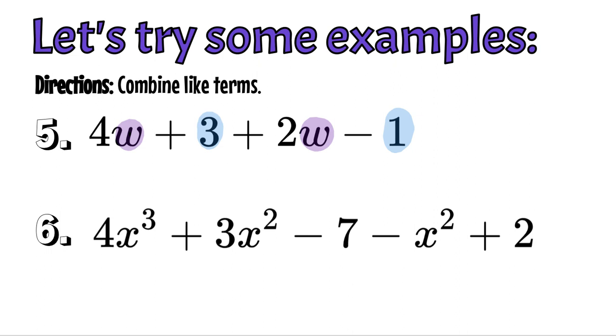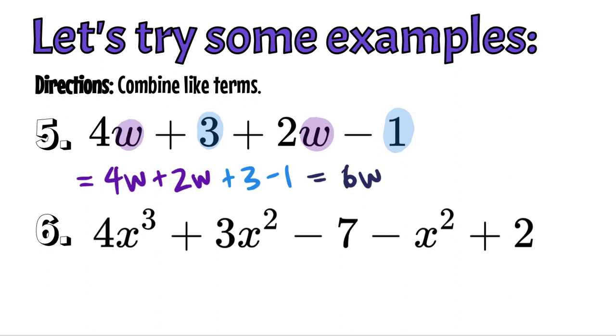When you first begin simplifying and combining like terms, sometimes it is nice to reorder the terms so that the like terms are next to each other before combining them. So we're going to try that. If this step is unnecessary to you, you can go straight to identifying that 4w plus 2w is equal to 6w, and 3 minus 1 is equal to plus 2. So therefore, our final answer here is 6w plus 2.